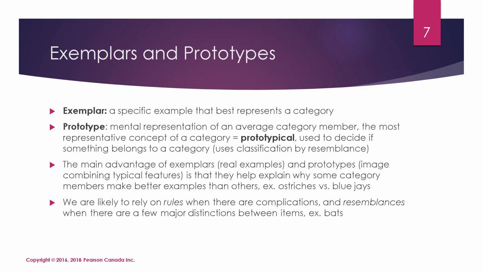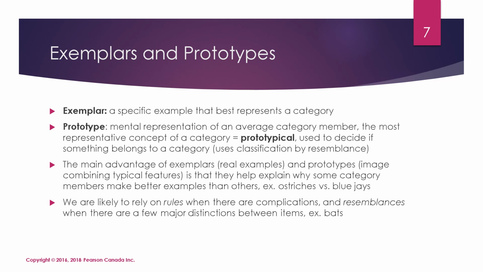So we can use prototypes as well to decide if something belongs to a category. Instead of classifying based on a rule-based definition, we could categorize based on resemblance to a prototype or an exemplar. The main advantage of exemplars, those real examples, or prototypes, those images combining the typical features, is that they help explain why some category members make better examples than others.